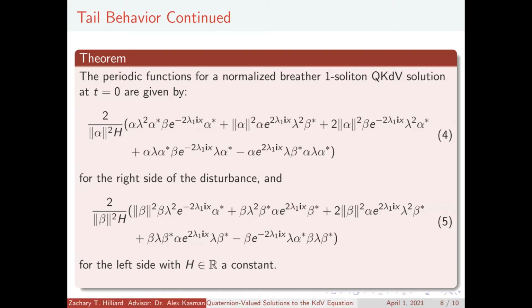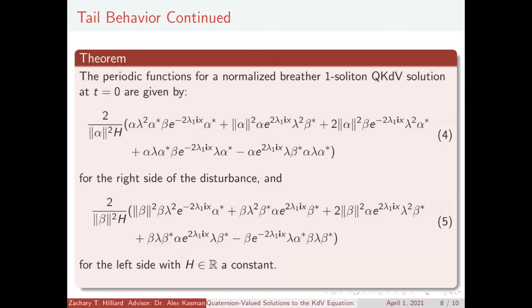The first one was a pretty lengthy expansion of our equations for U, but what you can derive is that the periodic functions on the right and the left for a normalized breather one soliton solution are given by these equations. On the top, we have the equations for the right-hand side of the disturbance, and on the bottom, we have the equations for the left-hand side periodic functions. Now, H is a constant, a real number, and it has a very messy expansion. You can derive it from Mathematica, and it's in the paper that I wrote, but I chose not to include it here because it doesn't look very nice.